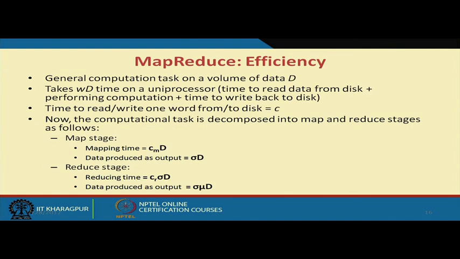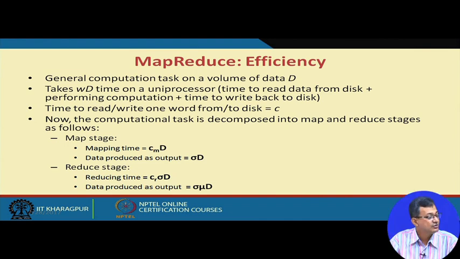So, if we want to calculate the efficiency of the MapReduce, consider a general computation task on a volume of data D. It takes W·D time on a uniprocessor, to read from disk, perform the computation, and write back to the disk. The time to read or write one word from or to disk is C. Now, the computation task is decomposed into MapReduce stages: the map stage, with mapping time C_M times D, and data produced at the output is rho D; the reduce stage, with reduce time C_R times rho D, and data produced at the output is sigma mu D.